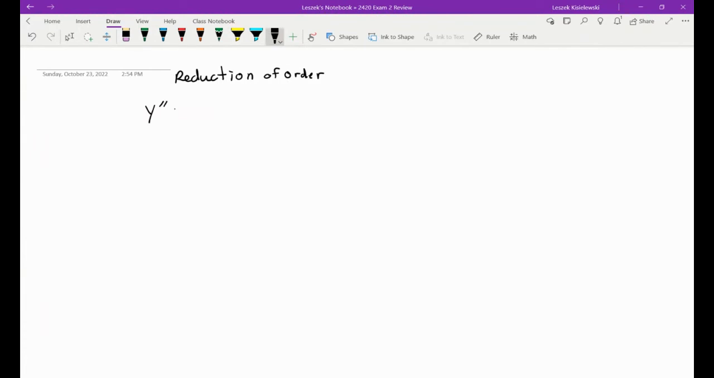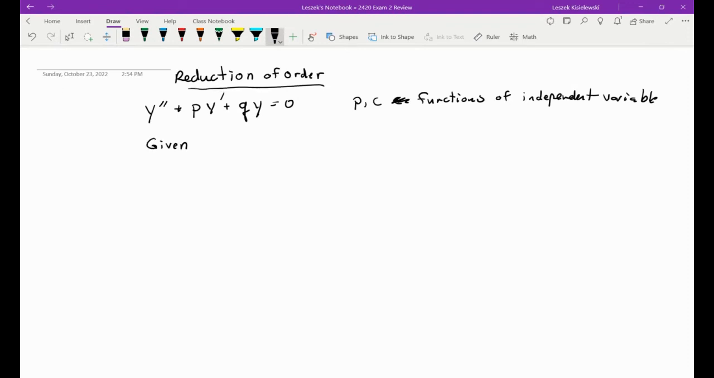Okay, so we're going to write this in its conventional form. Notice the coefficient for y double prime is 1. So you might have to divide so that you get that conventional form. This time, p and q are not necessarily constants, but they're functions of the independent variable. And you're given one of the solutions. You can always confirm that we indeed have a solution. I think you were asked to do that on your homework or something. So this is given.